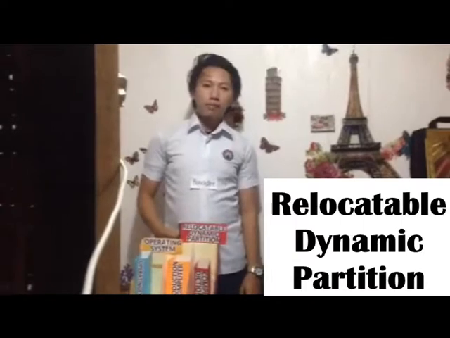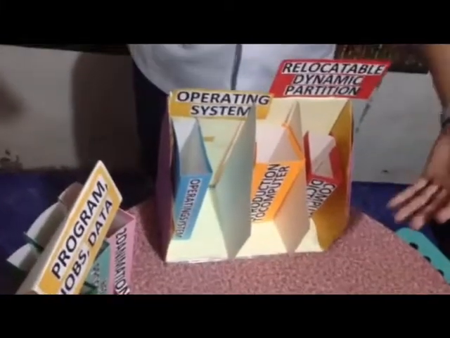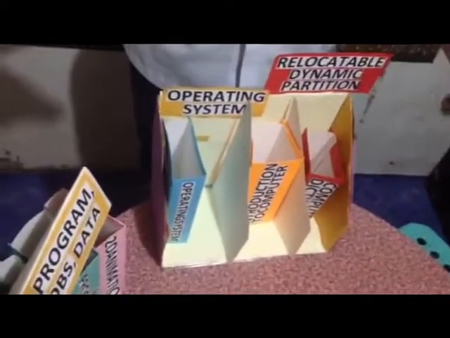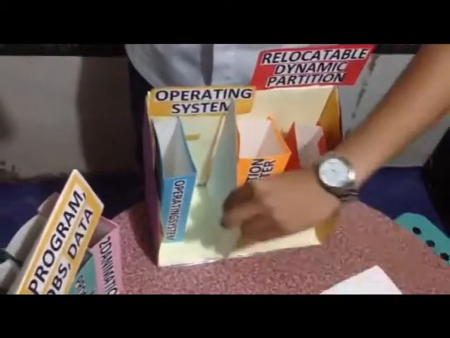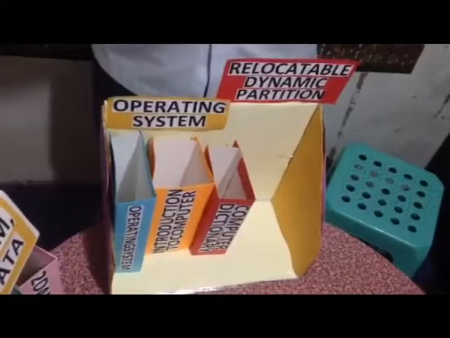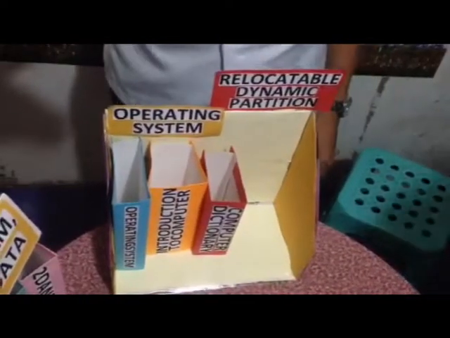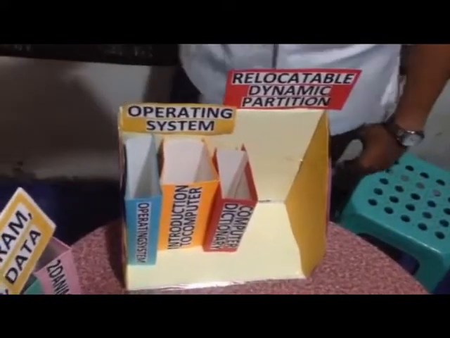In relocatable dynamic partition, it gathers together all the empty space and compacts them to create space. Let's assume that these jobs here are being loaded. In the process of compaction, we're going to compact each space. So let's assume that it is already compacted, that all spaces are already compacted. So we can now allow other jobs to be loaded.